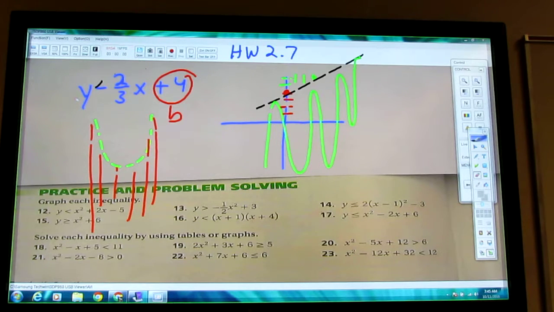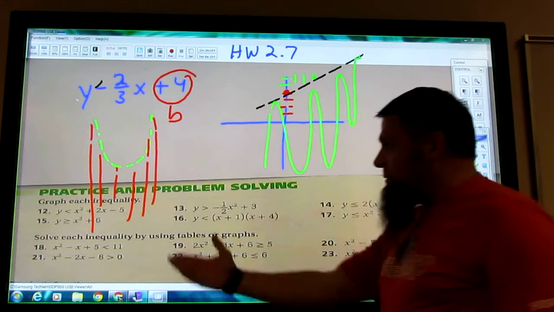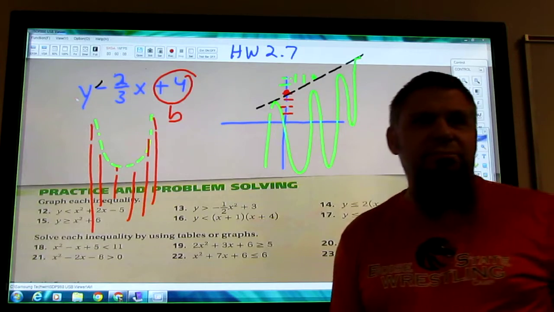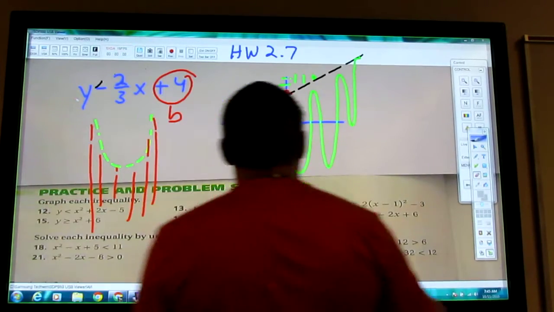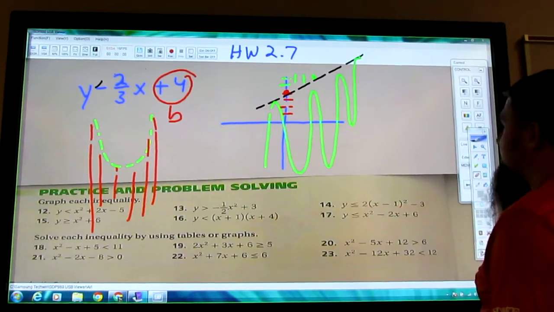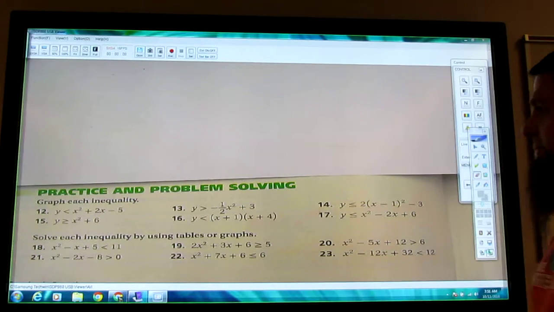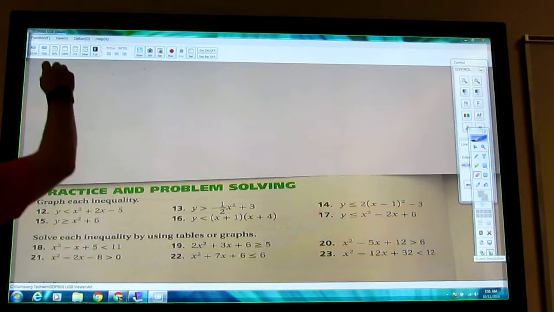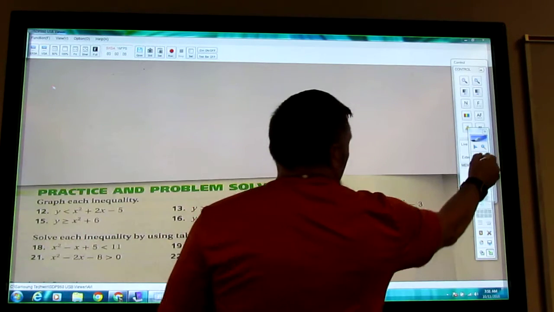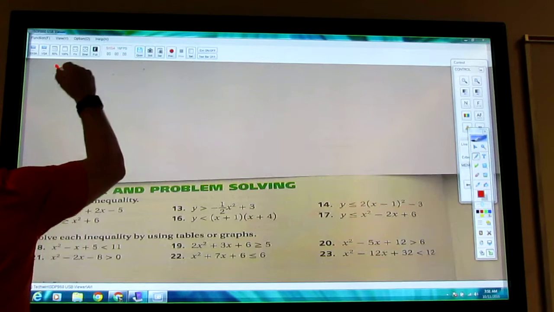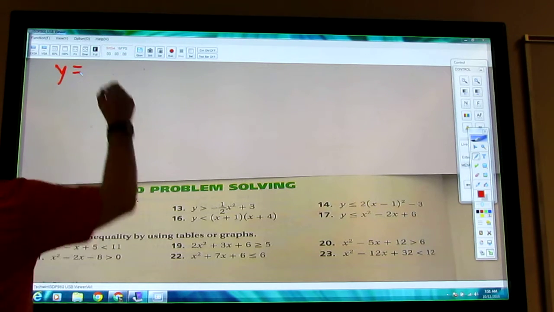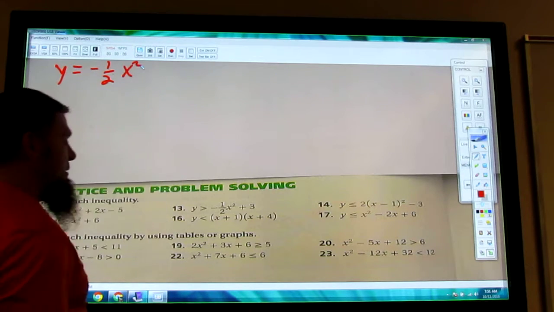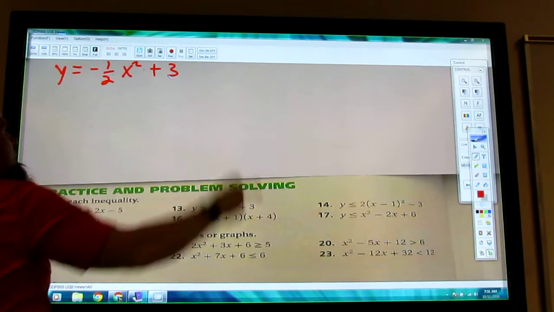That's it. So, this first problem, number 13. Is that where we're starting? Yeah. Let me just erase all of this. Start over. And we look at it, and it's y is equal to negative 1/2 x squared plus 3.